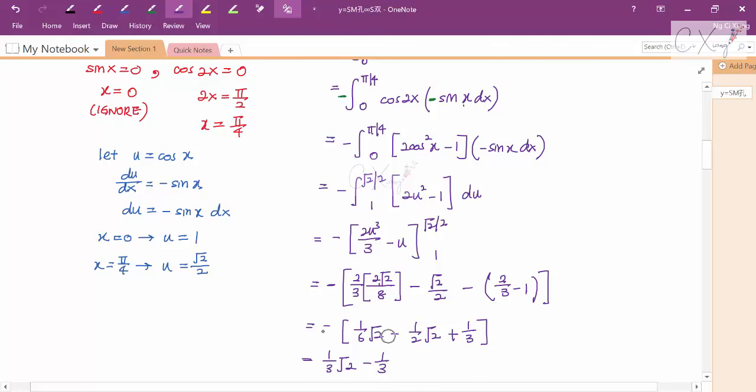After you simplify it, you have to multiply the negative inside. So this is generally our answer. Or you can rewrite it again by factorizing out the 1 over 3. Then you have square root 2 minus 1.